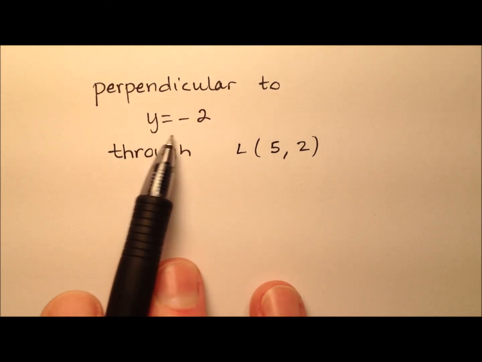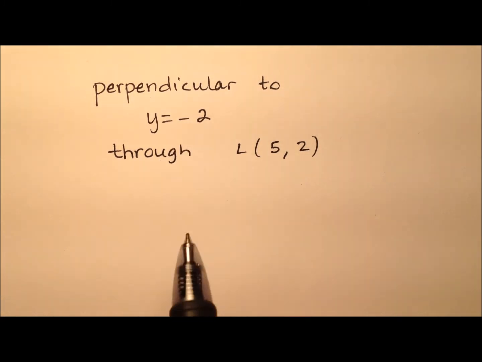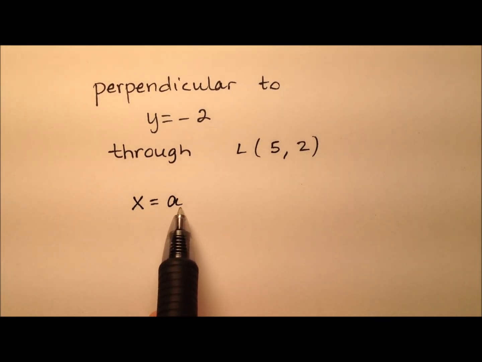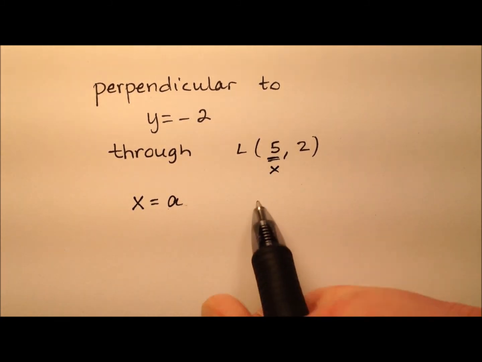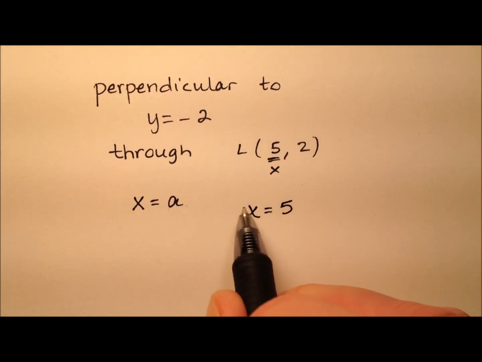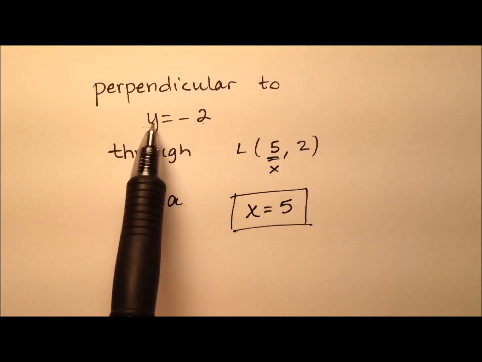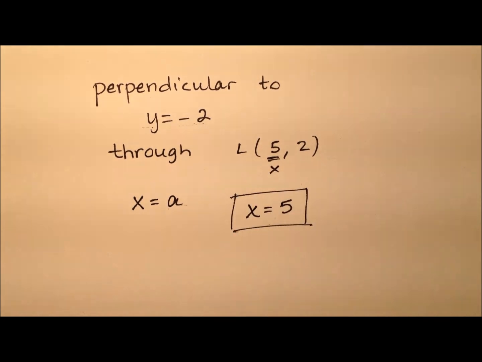Well, y equals negative 2 describes a horizontal line. So if we have a line that's going to be perpendicular to a horizontal line, it's going to be a vertical line. And all vertical lines are x equals the x-intercept, or the x value, and that's given by the letter a. So in our case, we have 5, which is the x value, so the equation is going to be x equals 5. So we needed something perpendicular to this horizontal line y equals negative 2, and that would be the vertical line x equals 5 passing through point L. And here's what the graph of that looks like.